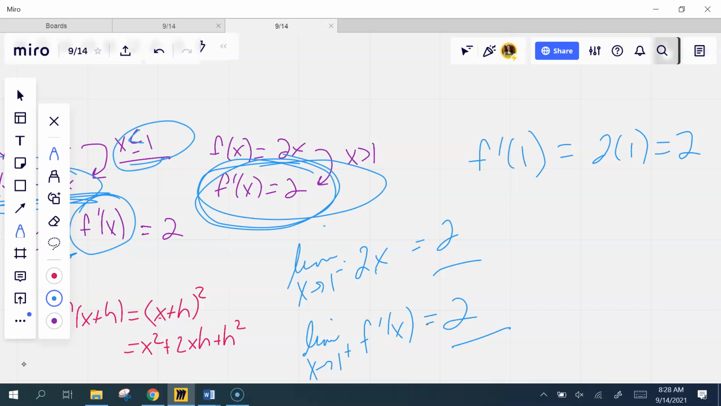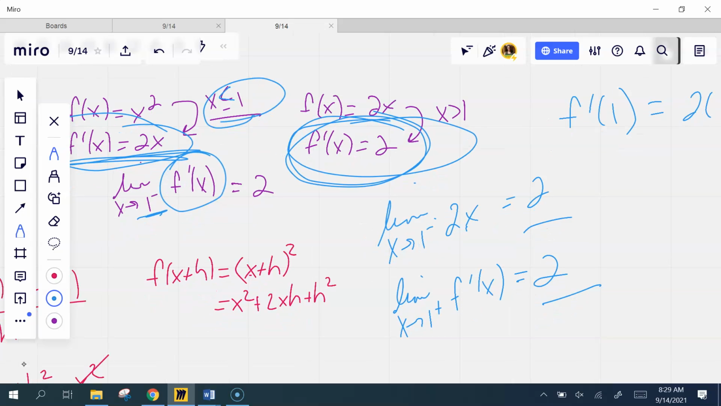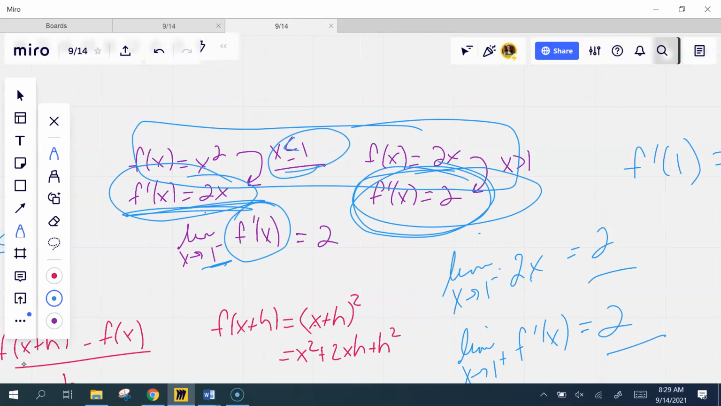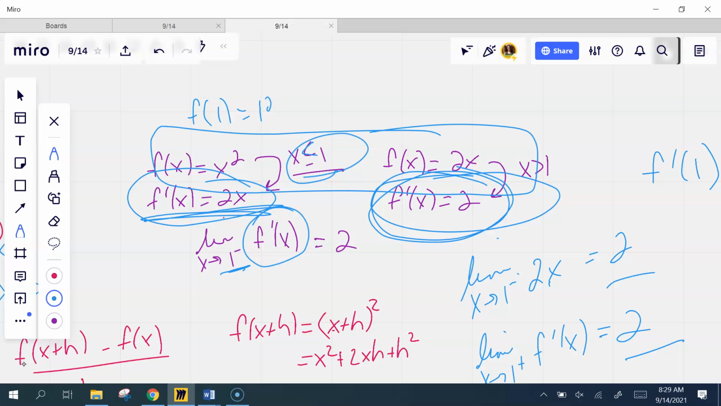And then the right side, the right-hand derivative. Well, wait, oh, it's the same. But I need to check continuity, right? What happens here? Does the function itself, if I just look at the function, is it continuous at the point 1? No, because if you plug 1 into the first one and 1 into the second one, you don't get the same thing, so it's not continuous. If I plug in f of 1 here, I get 1 squared, which is 1. If I plug in 1 here, I get 2 times 1, which is 2.